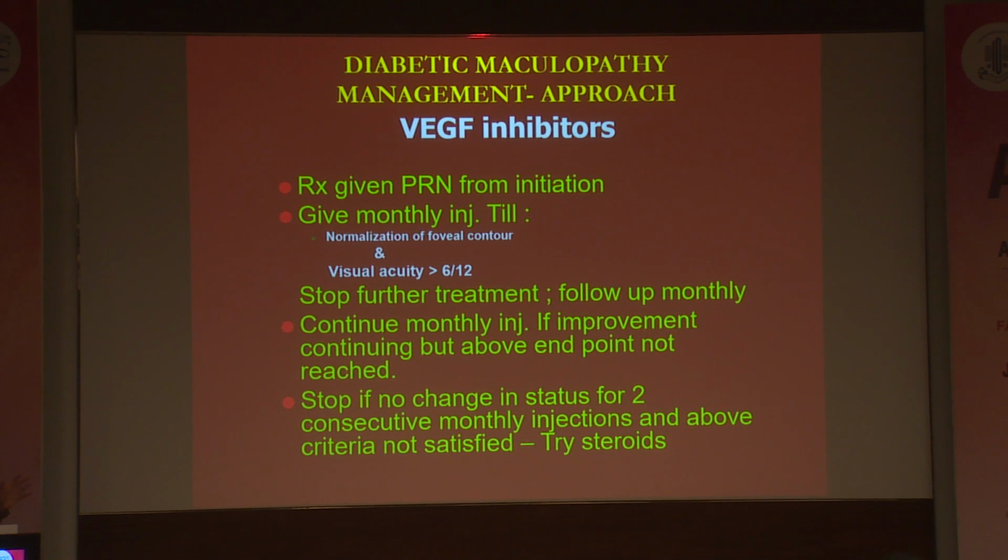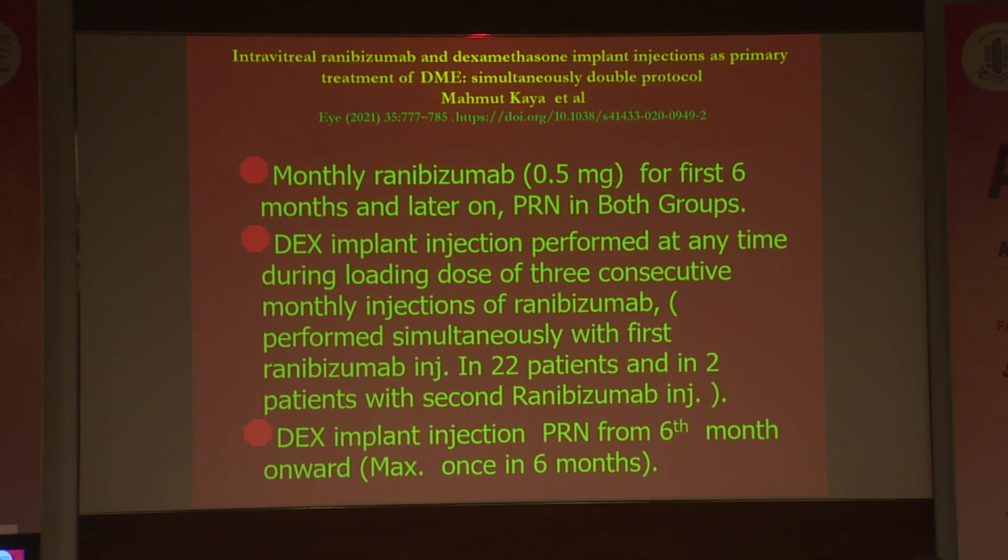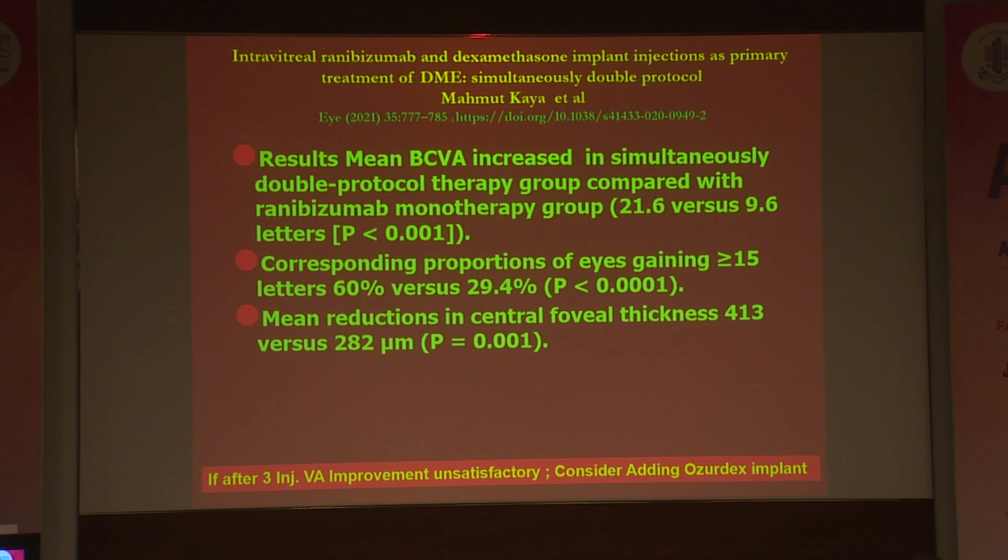If it doesn't reach that point, and if there's no change in status with 2 consecutive injections, consider steroids in these patients. I'm going to show you this study, which is very important and which is good for the panel to think about, because this shows that in treatment-naive patients, if you give combination therapy of an Ozurdex injection within the first 2 injections or so of ranibizumab and compare that with monotherapy, the results are hugely different. Patients in the combination group got 21 letter improvement.